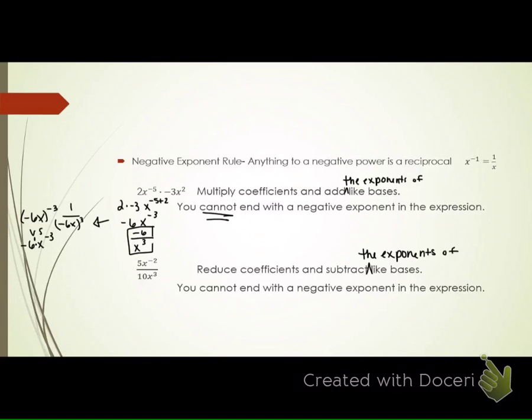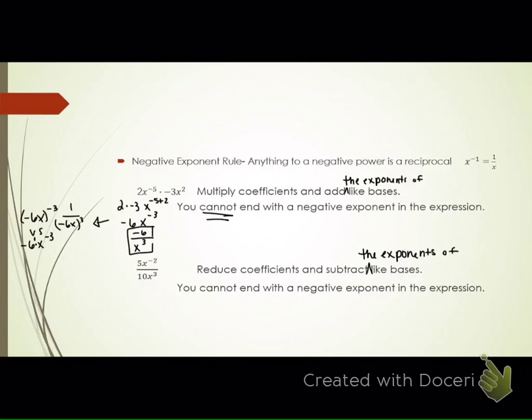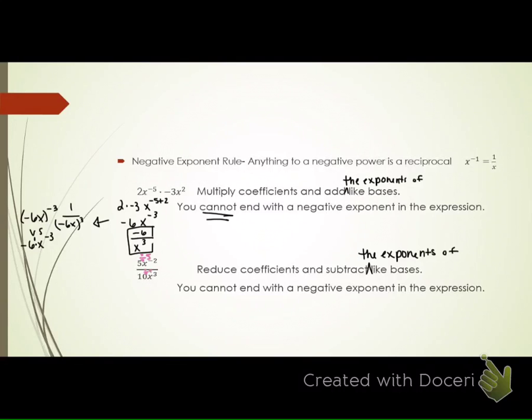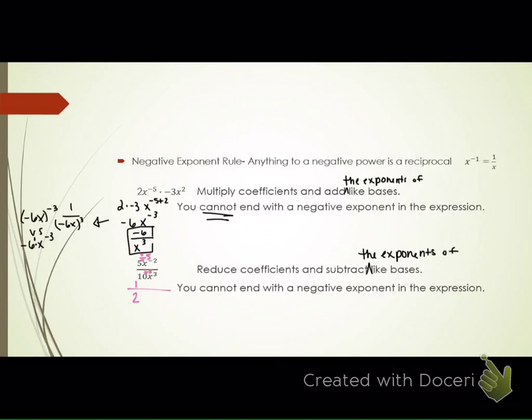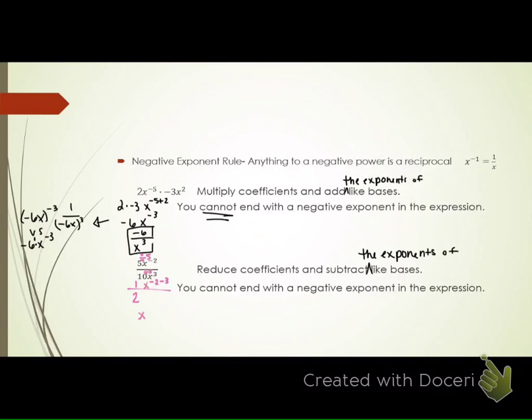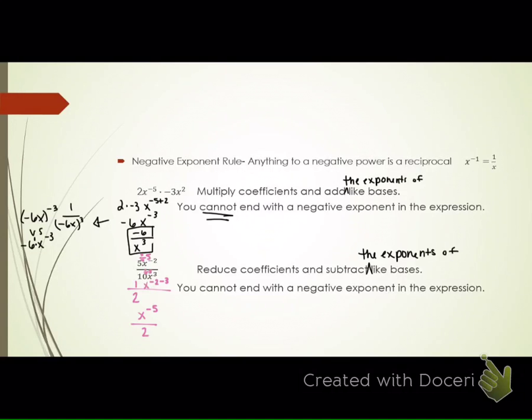So Alexis, what goes into both 5 and 10? 10 doesn't go into 5. It has to be smaller than 5, or as small as the smallest number. So what goes into both 5 and 10? What'd you say? 5. Yeah, so we can divide top and bottom by 5. And that gives us 1 over 2. And then we can subtract our exponents. So that leaves me with x to the negative fifth over 2.